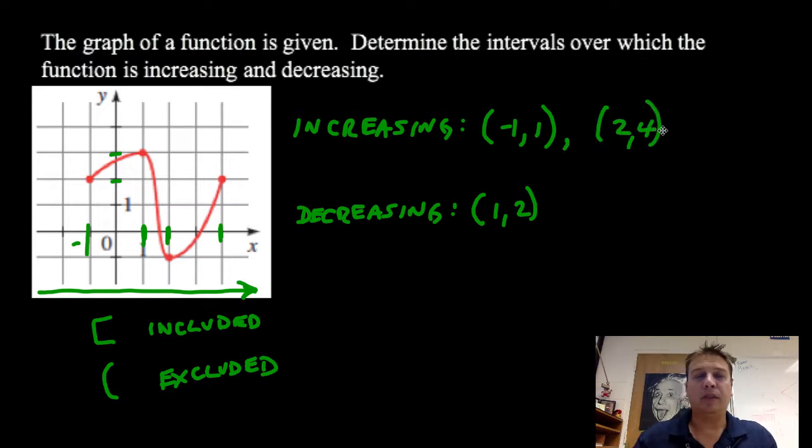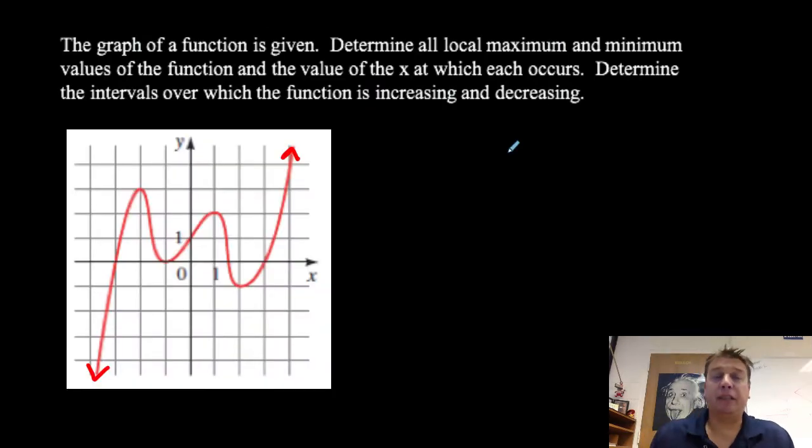All right, let's try another one. So this particular example, we've got another graph, but we're being asked to find the local maximum and local minimum values, and then go ahead and determine when the function is increasing and decreasing, and write the intervals over which it does so. So in this particular graph, you can notice that we have the arrows at the end, which means that this is continuous, is going to keep going past what our graph window allows, which is fine.